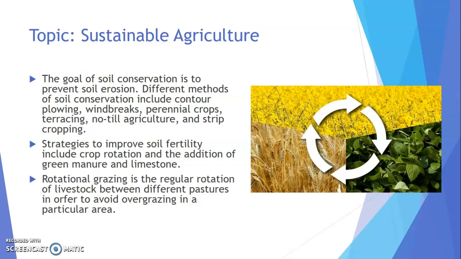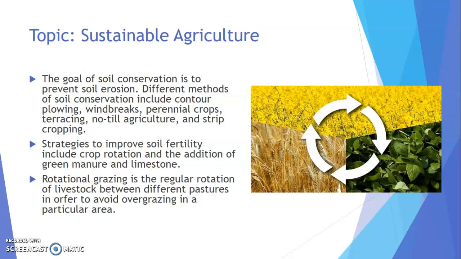So in terms of soil conservation, the whole goal of soil conservation is to prevent soil erosion. Different methods of soil conservation include contour plowing, windbreaks, perennial crops, terracing, no-till agriculture, and strip cropping. And that's all stuff that we went over in this unit, and you guys should still have your PowerPoints linked on Canvas if you need to go back and review any of those things.